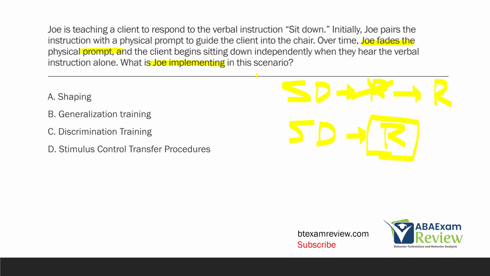B, generalization training. There's no indication that Joe is trying to generalize this behavior yet. He's still teaching it. C, discrimination training. Joe is not looking to train the client to discriminate between stimuli. He's giving them an instruction and he wants the client to respond to the instruction. What Joe has done has transferred stimulus control. He's transferred stimulus control from the prompt to the SD.